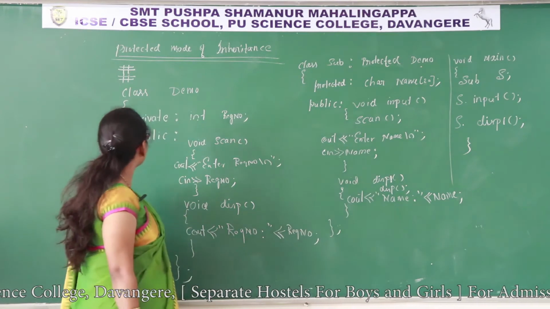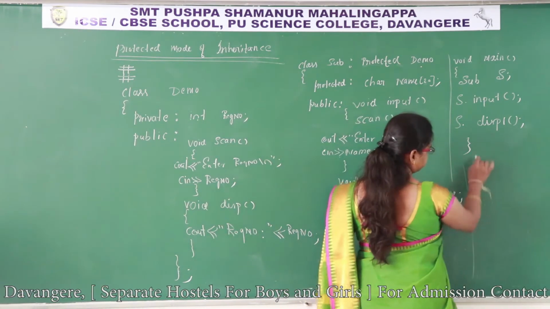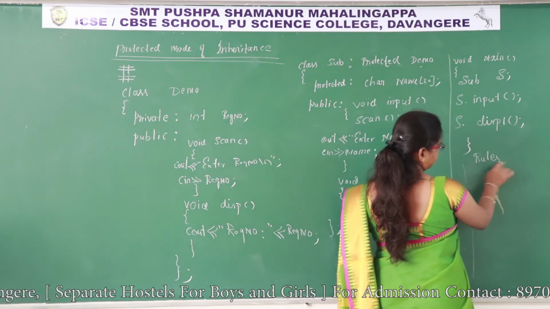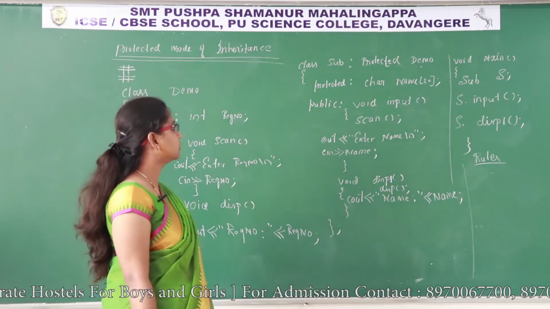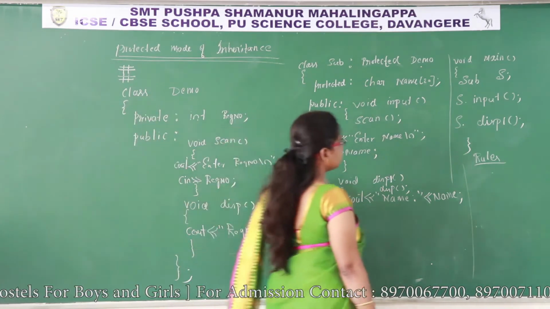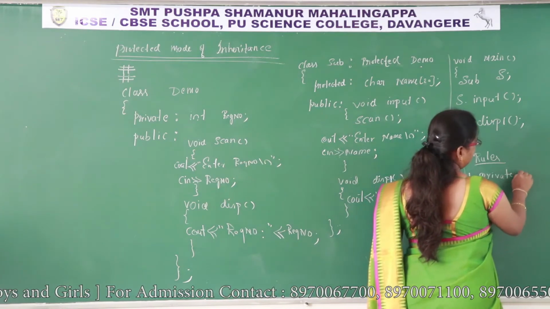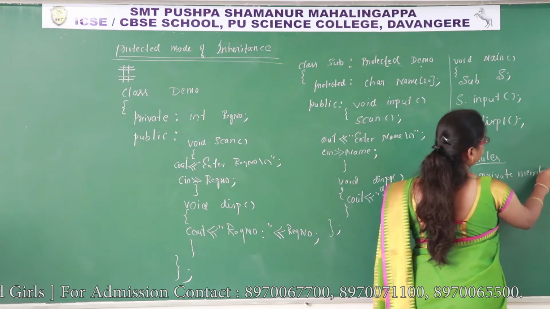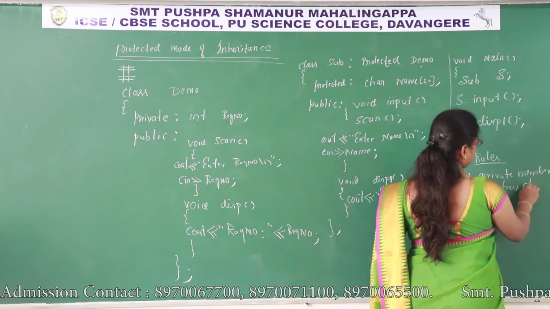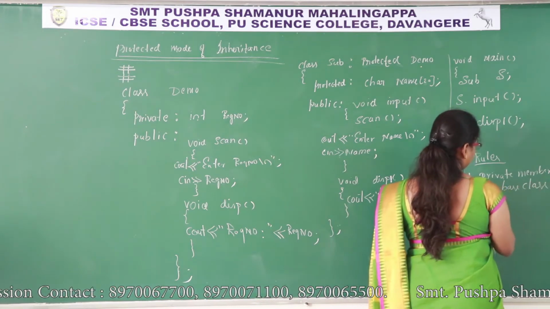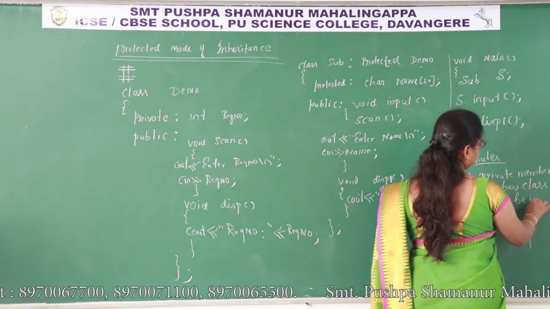Let us write the rules now. I'll write the rules here. What are the rules? See here. First thing, private members of the base class cannot be inherited.